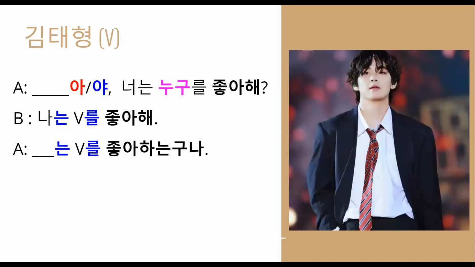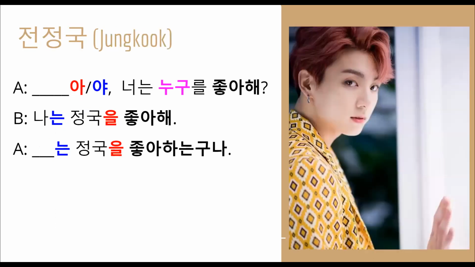This time let's try another name that ends in a consonant. 나영아, 너는 누구를 좋아해? 나는 비를 좋아해. 나영이는 비를 좋아하는구나. Again, notice how we use 나영아 because we used a consonant. And here we said 나영이는. So if your name ends with a consonant, make sure to put 이 here. 가온아, 너는 누구를 좋아해? 나는 정국을 좋아해. 가온이는 정국을 좋아하는구나.